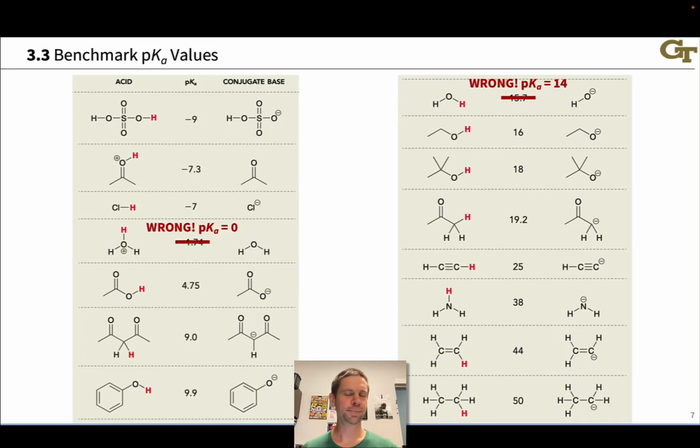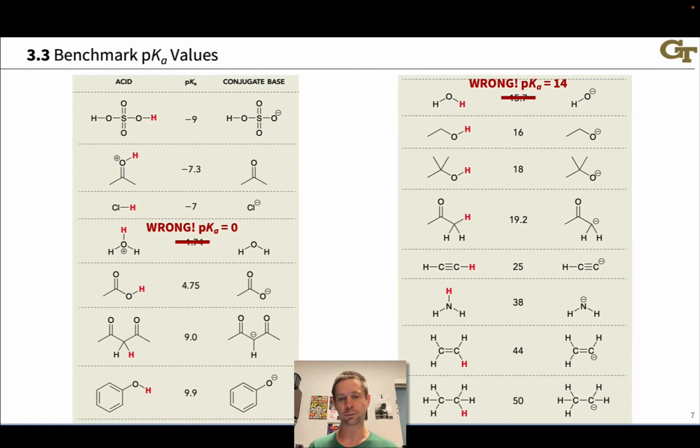This slide shows some benchmark acidity constants, or pKa values, for molecules with relevance to organic chemistry. And we can use these pKa values directly for quantitative comparisons of acidity with a conceptual understanding of what the pKa value represents. For example, the most acidic compound on the table is sulfuric acid in the top left, with the most negative pKa value, indicating that Ka has the largest value in the table for sulfuric acid.